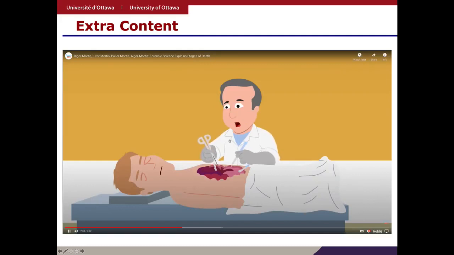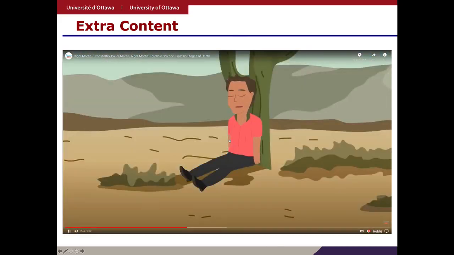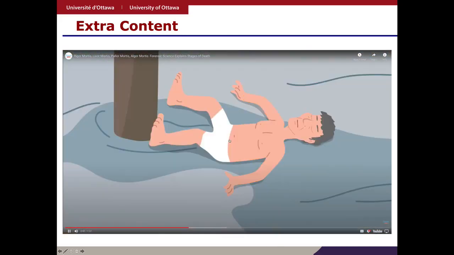Algor mortis is not an accurate way to back-calculate the time of death, however, as it varies based on external conditions, such as weather, and is affected by whether the corpse was wearing clothes or not.